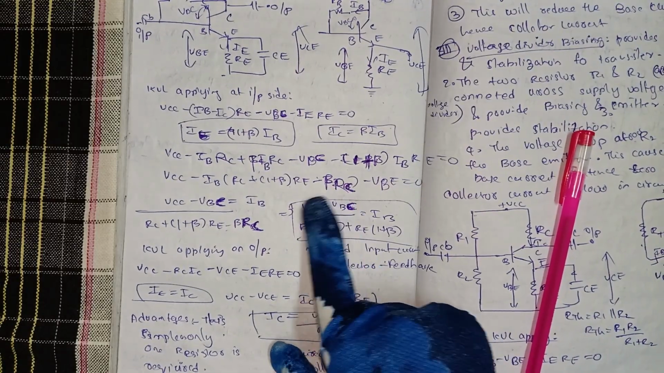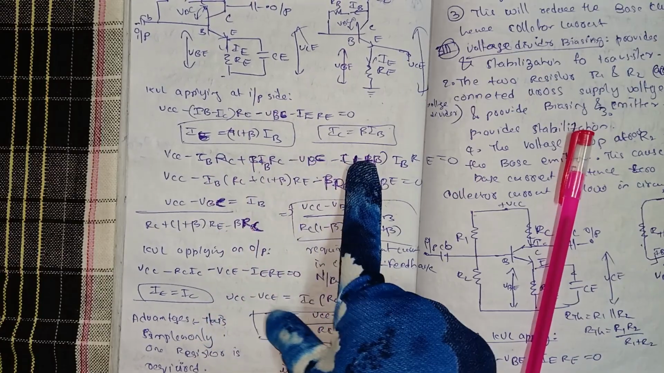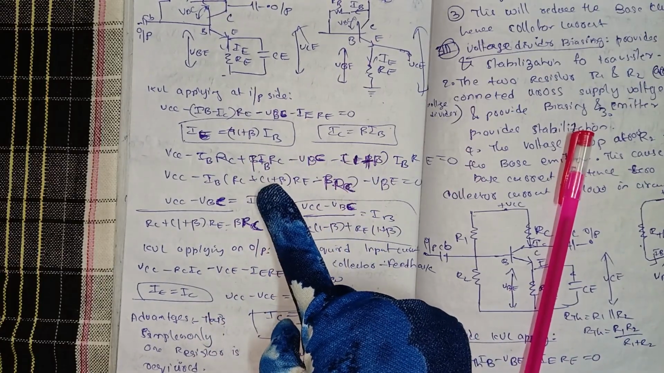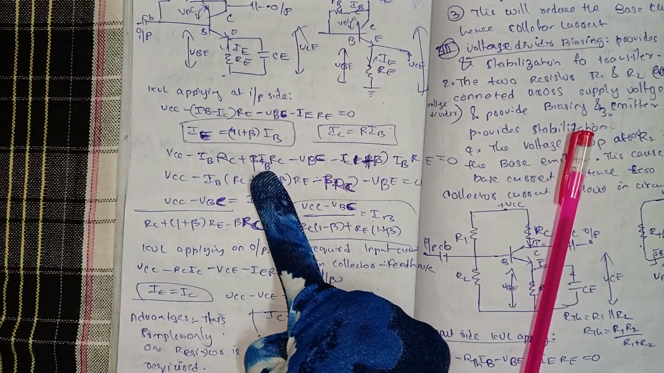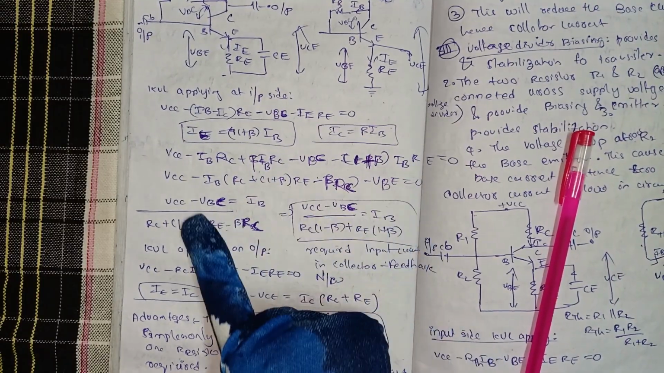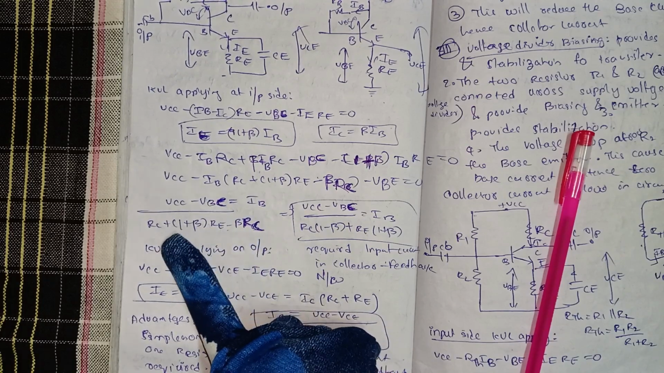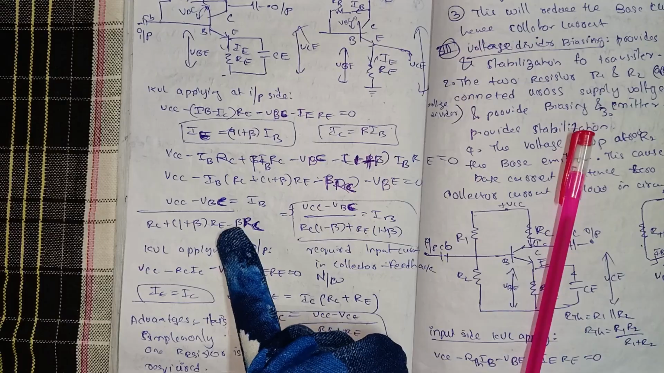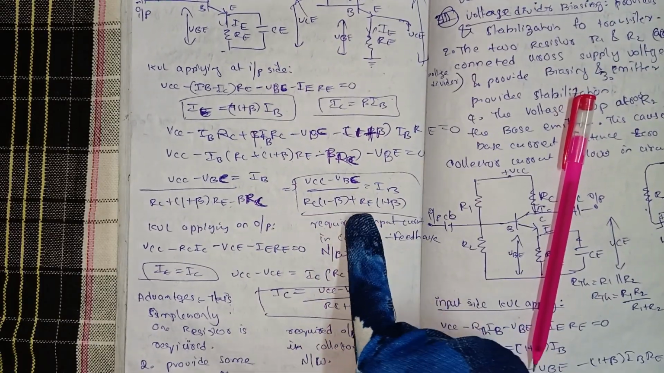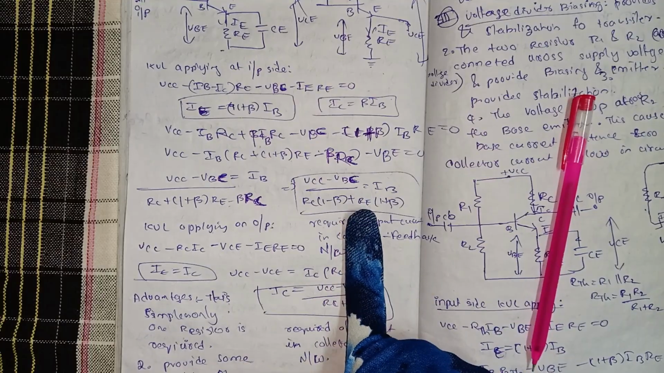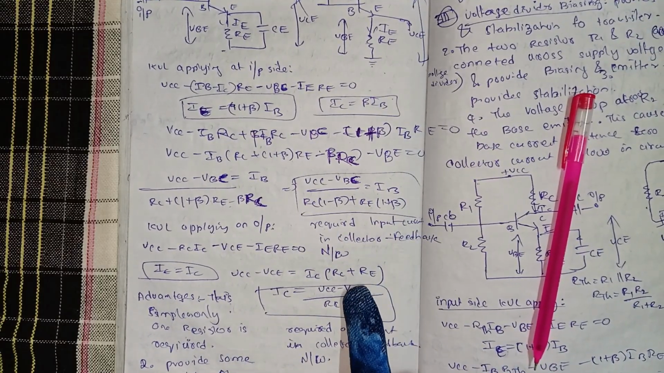We have taken IB common from these three terms: RC plus (1 plus beta) RE minus beta RC, minus VB is equal to 0. VCC minus VBC is equal to IB into [RC plus (1 plus beta) RE minus beta RC]. So hence we got the equation for IB, the required input current in the collector feedback network.